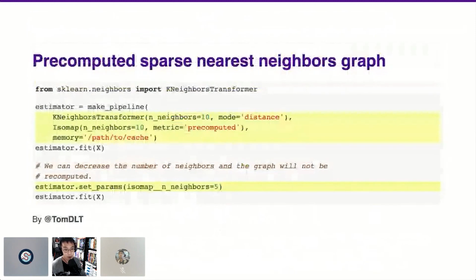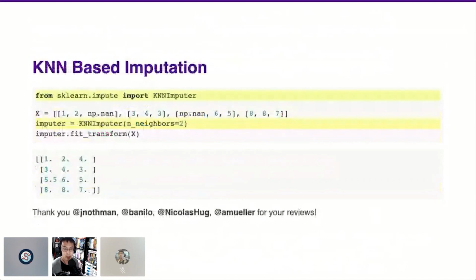We also have pre-computed sparse nearest neighbors graph, in this case, k-neighbors transformer. If you combine this with the pipeline's caching feature, it computes sparse graphs, in this case for 10 neighbors, and if you decrease the number of neighbors, it doesn't have to recompute the graph again, which is very nice for efficiency. We have KNN-based imputation, which uses k-nearest neighbors for imputation, as the name suggests.